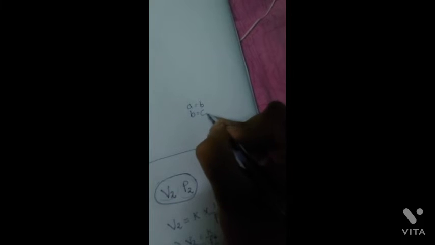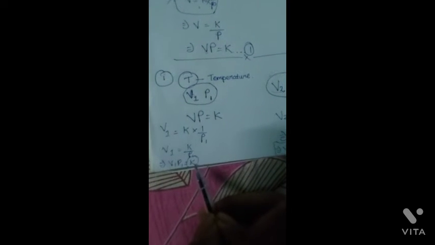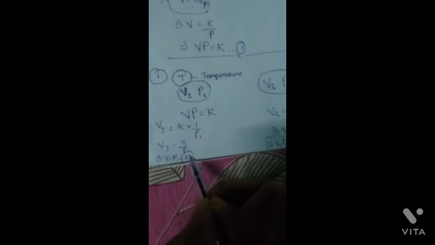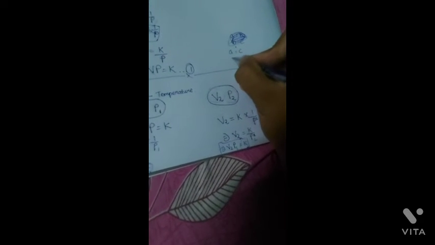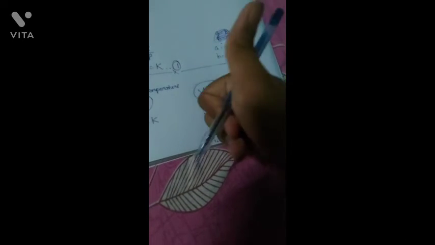So suppose A is equal to B and B is equal to C. Here, two values are equal: V1 P1 is equal to K, V2 P2 is equal to K. That means these two are also equal. If A is equal to C and B is equal to C, then obviously A is equal to B.